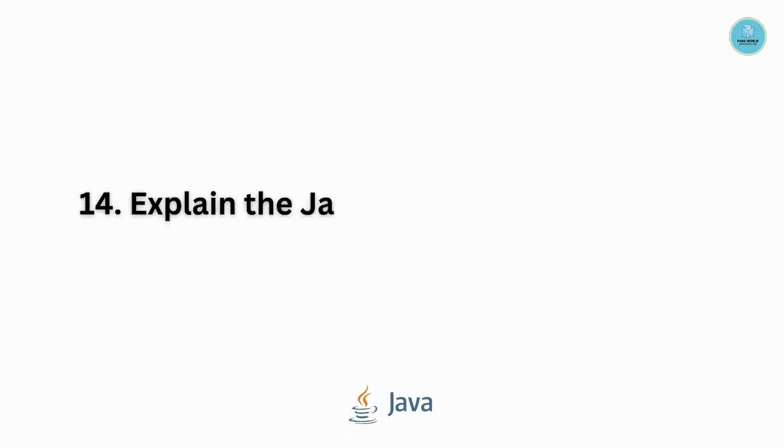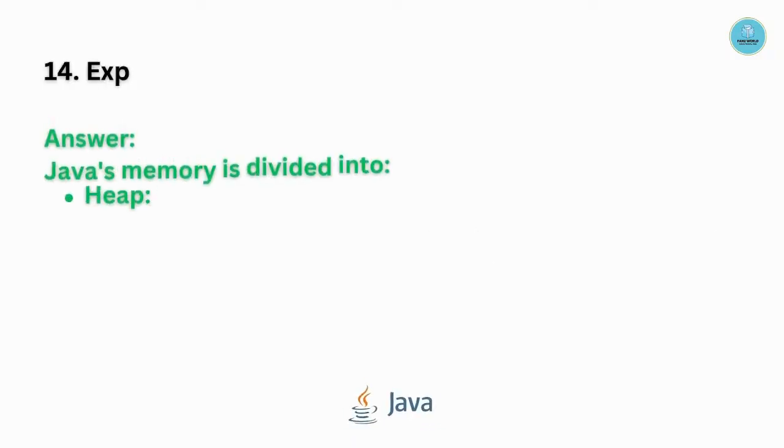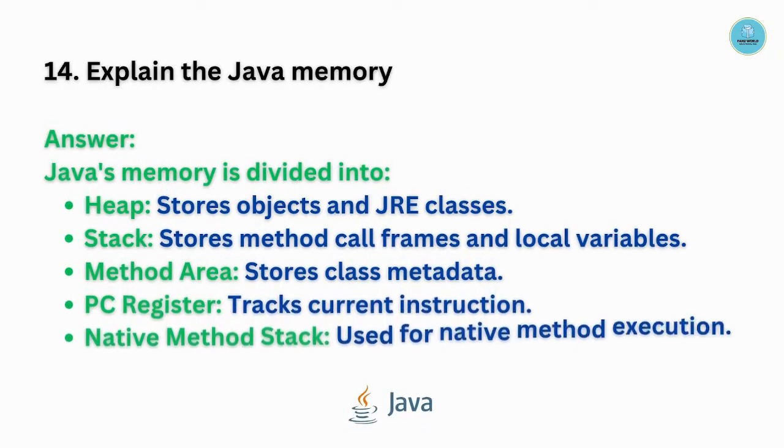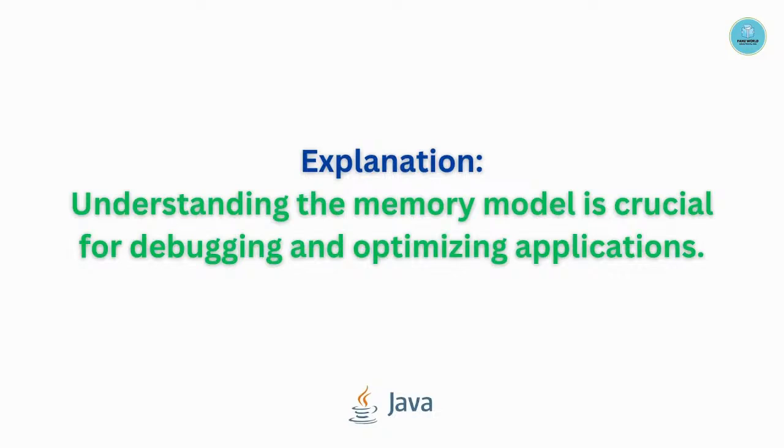Question number 14. Explain the Java memory model and its division. Java memory is divided into heap, stack, method area, PC register, and native method stack. When we talk about the heap, it stores objects and JRE classes. Stack stores methods, call frames, and local variables. Method area stores classes and metadata. PC register tracks current instructions. Native method stack is used for native method execution. Understanding the memory model is crucial for debugging and optimizing applications.